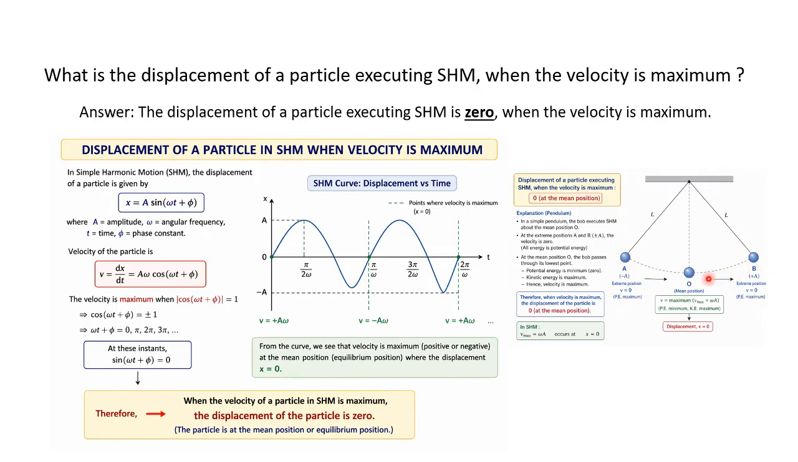of motion. As the particle moves towards the mean position, its speed continuously increases and the restoring force acting on the particle becomes 0 at the mean position because the displacement is 0 there. Consequently, the particle attains its maximum velocity at this point. Therefore, when the velocity of a particle executing simple harmonic motion is maximum, its displacement must be 0. This is a very important characteristic of SHM and is frequently tested in examinations.